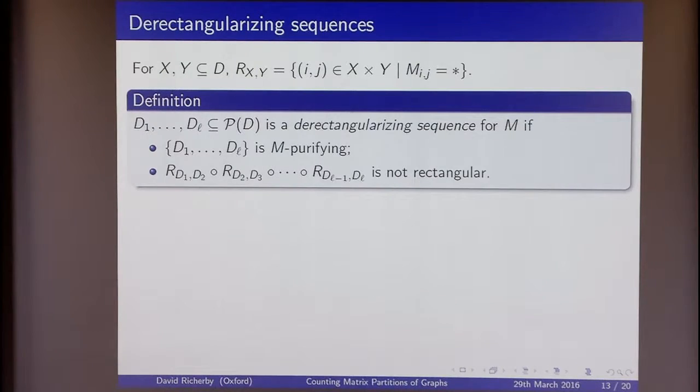So, time to define the dread derectangularizing sequence. 4 times. I'm going to define for any subsets of the domain, and these subsets are naturally going to correspond to lists, but for now I'll define it for anything at all. So for any subsets x and y of the domain, Rxy is just the relation that you get from the positions of the stars within the submatrix defined by x and y. Okay, so that gives us a binary relation on two subsets of the domain.